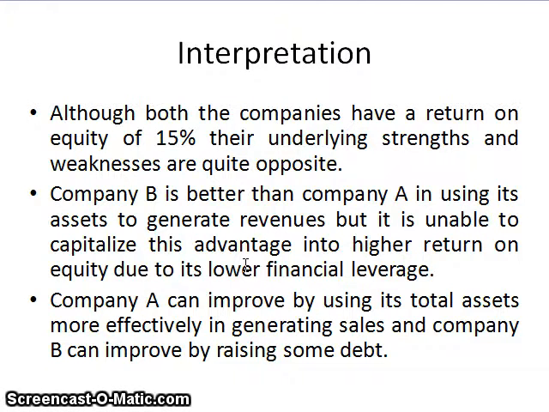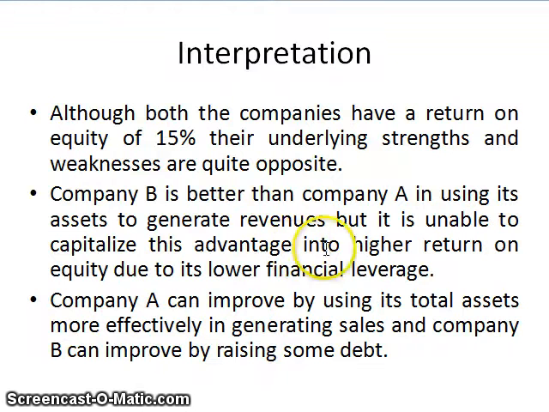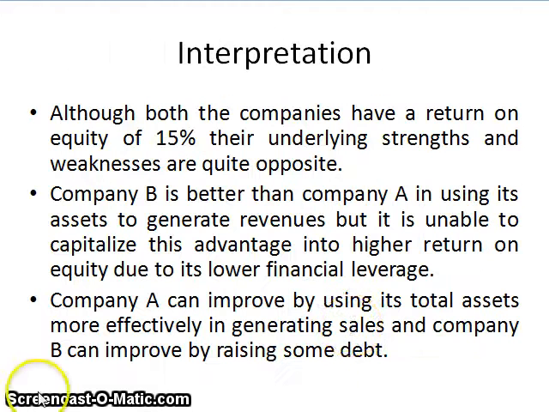Company B is better than company A in using its assets to generate revenues because the asset turnover of company A is 1 and company B is 1.5. So company B is better as far as asset usage is concerned. But it is unable to capitalize on this advantage into higher return on equity due to its lower financial leverage. The financial leverage of company A is 1.5, but company B's is 1. So even though company B's asset turnover is higher, its financial leverage is lesser.